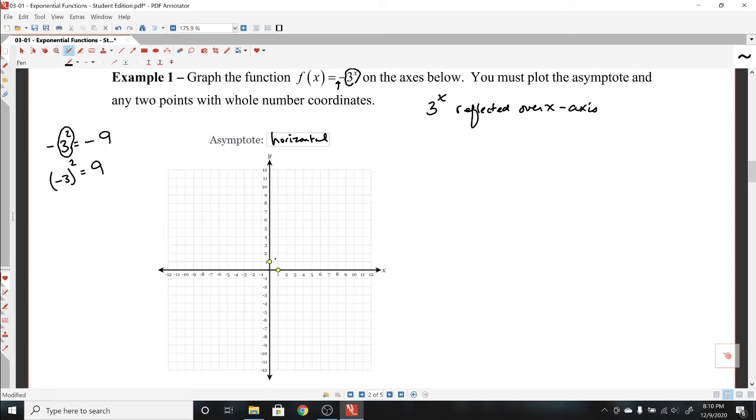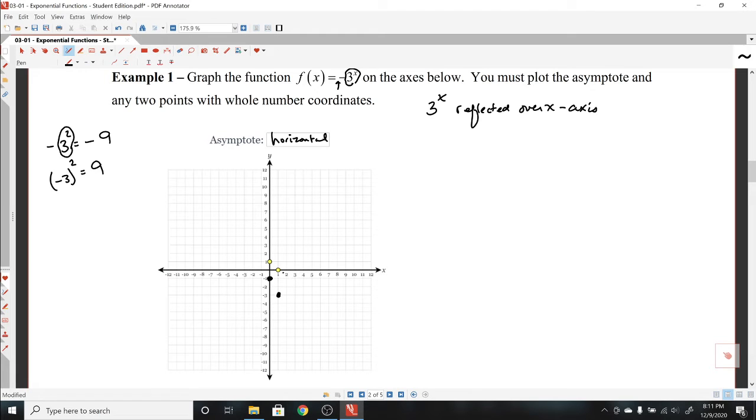So what do we know about 3 to the x? Well, its y-intercept would be 1. So therefore, reflect that over the x-axis. I'm going to have a y-intercept down here. I need some points on this. So for example, I could say 3 to the first would be 3. But if we reflect that over the x-axis, that's going to be negative 3. So 1, 2, 3.